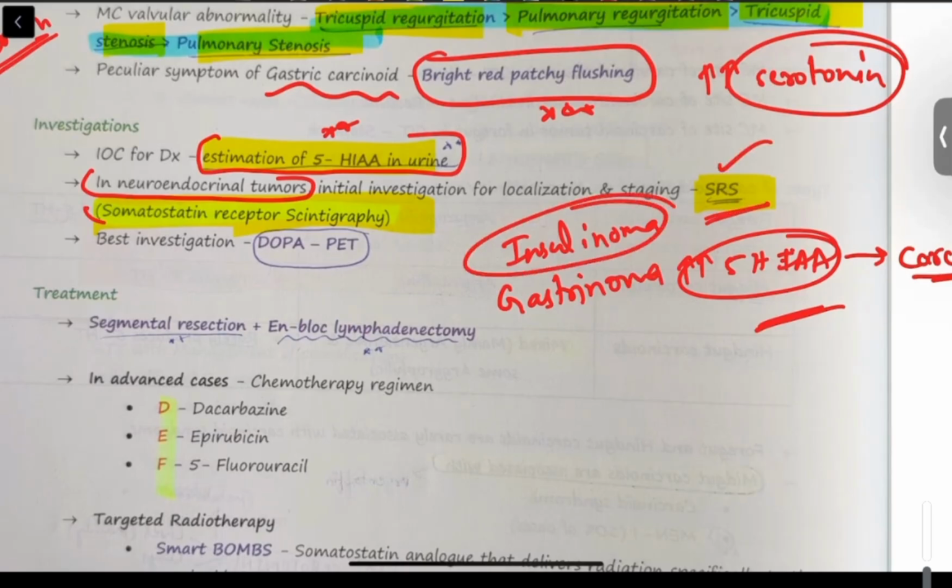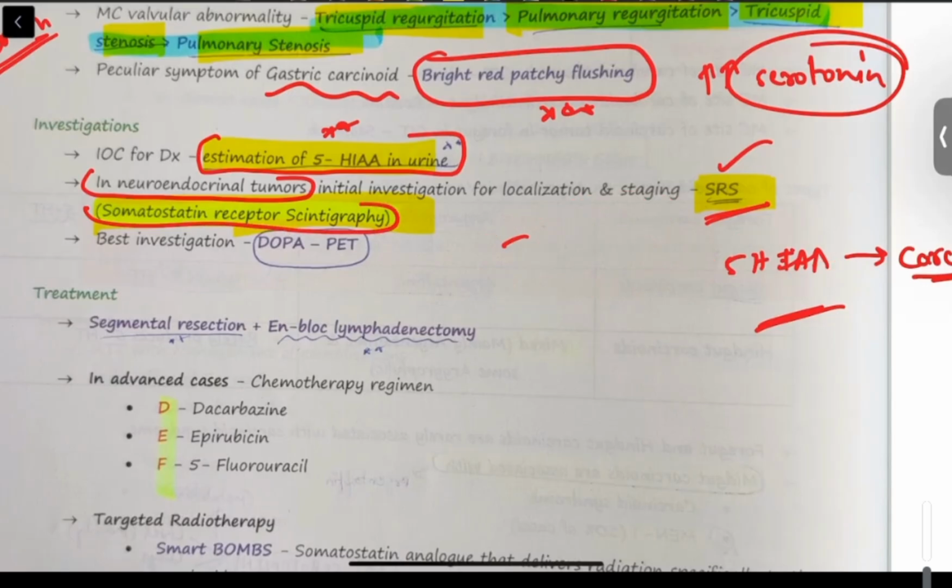somatostatin receptor scintigraphy. That is the best initial investigation. So here also it is a neuroendocrine tumor, again we can go for somatostatin receptor scintigraphy. Whereas the best investigation is dopa PET scan.